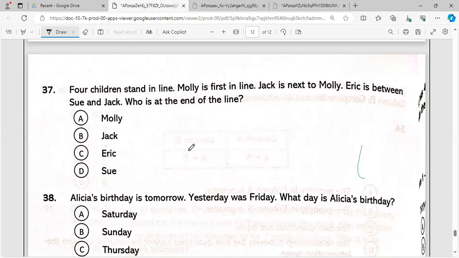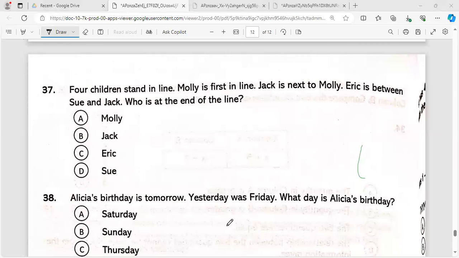Four children stand in line. Molly is first in line. Jack is next to Molly. Eric is between Sue and Jack. Who's at the end of the line? Eric is between Sue and Jack. To be between Sue and Jack, the way that they put it, Sue would be in front of Eric, and Jack would be behind Eric. So the last person at the end of the line would be Jack.